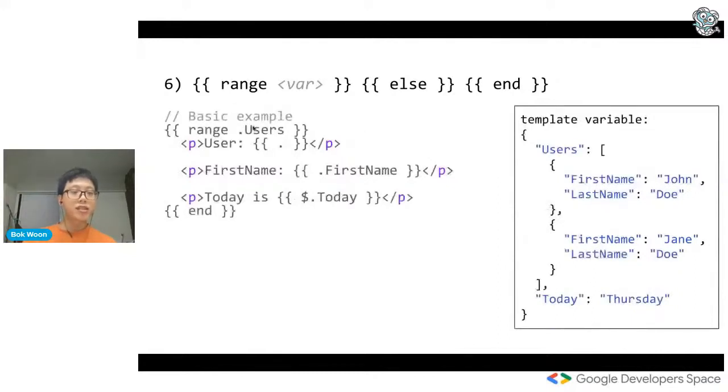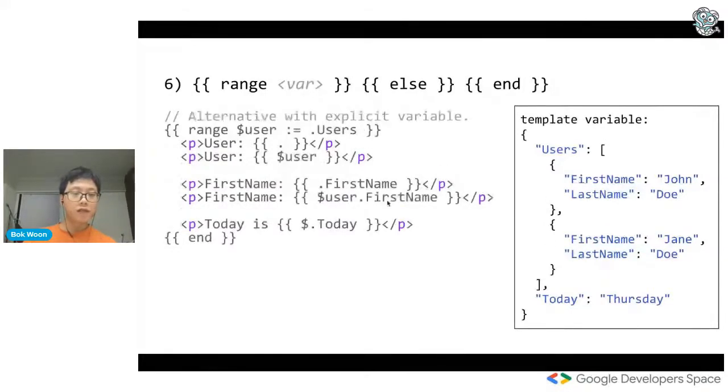You range users. Inside this block, the dot is now set to this John Doe, and then it is set to Jane Doe. And if you want to access today, which is outside this slice, you must use the dollar. Alternatively, you can also assign it to a variable. So now if you assign it to a variable, the dot is equal to the user, the first name is equal to user.firstname. And same thing, today is still accessed the same way.